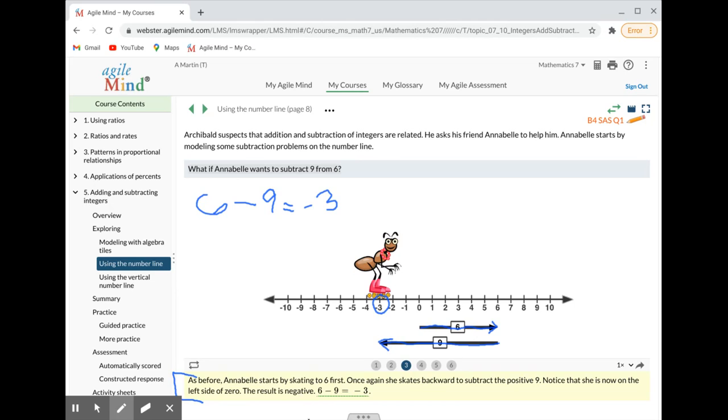Okay, good. As before, Annabelle starts by skating to 6 first. Once again, she skates backward to subtract the opposite to the positive 9. Notice that she is now on the left side of 0. The result is negative. 6 minus 9 equals negative 3. All right, the result is negative, and so we do 6 minus 9, and it equals negative 3. Great.